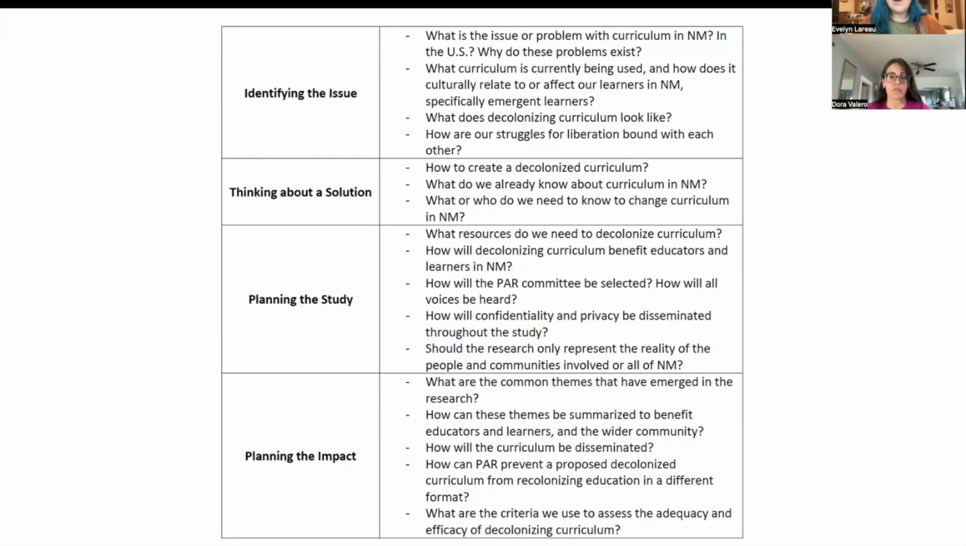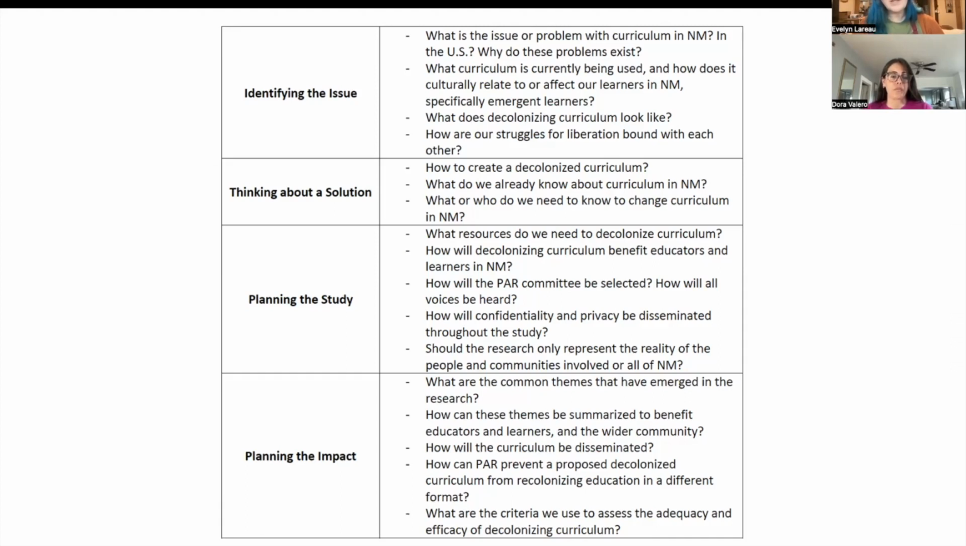And then also, how are our struggles for liberation bound with each other? That specifically is my personal issue, because I'm kind of like the white card on the committee. But I need to constantly understand my own positionality within this committee and how it contributes to the group. And so does everyone else.